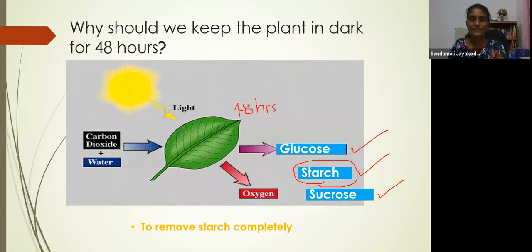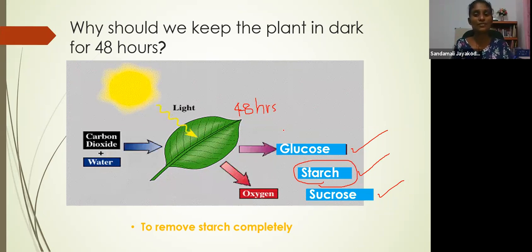48 hours. Once we keep this plant in the dark for 48 hours, all the starch previously produced and stored in the leaf is going to be converted little by little into sucrose and sent away from the plant leaf. Then, since it is in the dark, it is not doing photosynthesis now.